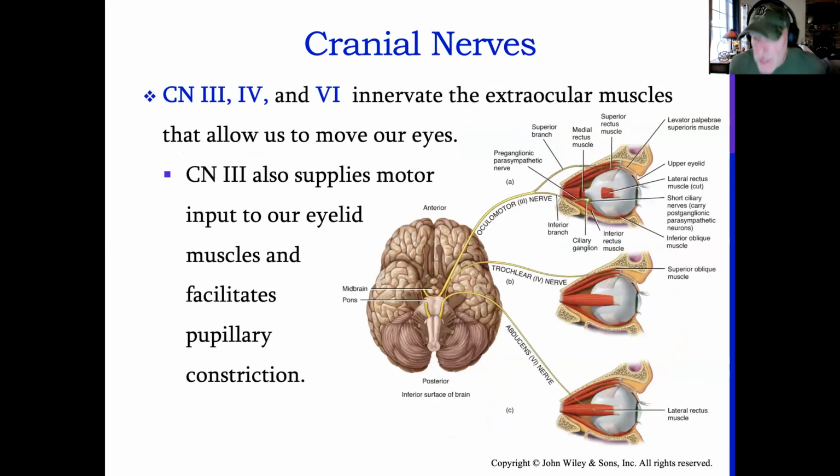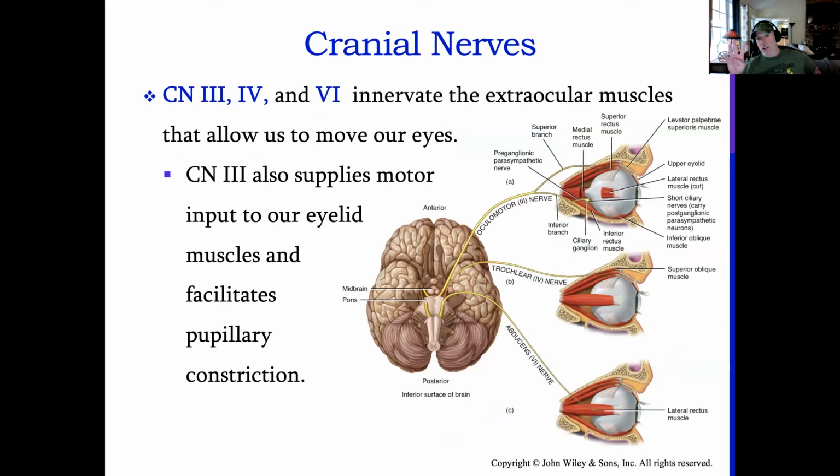Cranial nerve 3 is the oculomotor nerve. Cranial nerve 4 is the trochlear nerve, and cranial nerve 6 is the abducens nerve. And these are all going to be nerves that innervate some of the muscles that help to control the eye movement. There are 6 extraocular muscles.